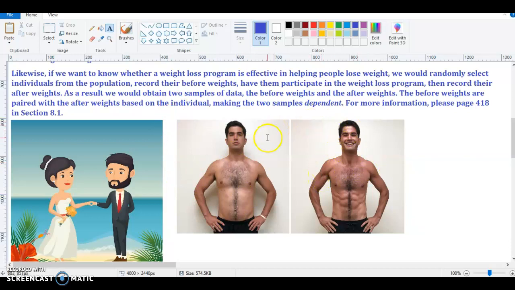So once again, what makes the data in these two samples dependent? The before weights are paired with the after weights based on the individual. Each before weight is paired with the corresponding after weight, based on that individual. So the before weights are paired with the after weights based on the individual, making the two samples dependent. If you want more information, please see page 418 and section 8.1.